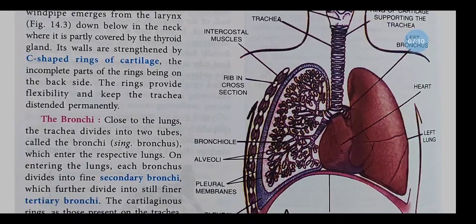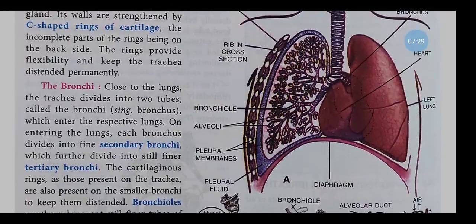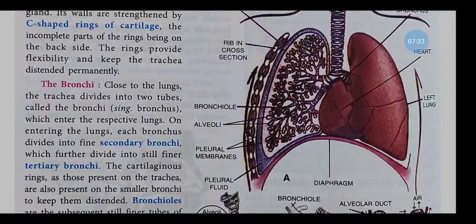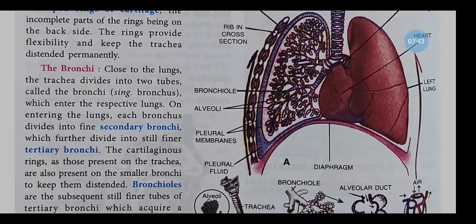Close to the lungs, the trachea divides into two tubes called bronchi, which enter the respective lungs. On entering the lungs, each bronchus divides into secondary bronchi, which are further divided into still finer tertiary bronchi. The cartilaginous rings present on the trachea are also present on the smaller bronchi to keep them open.